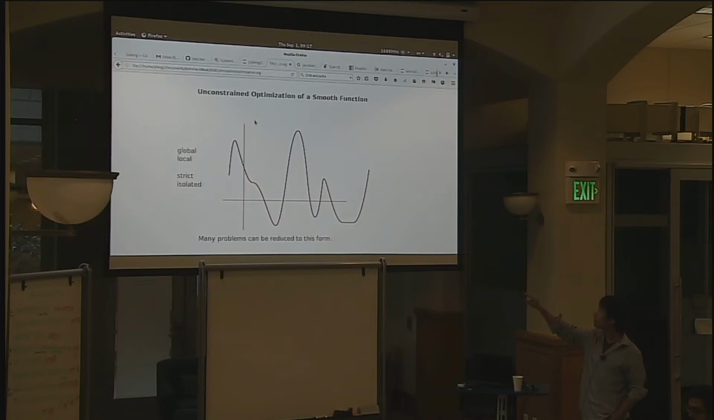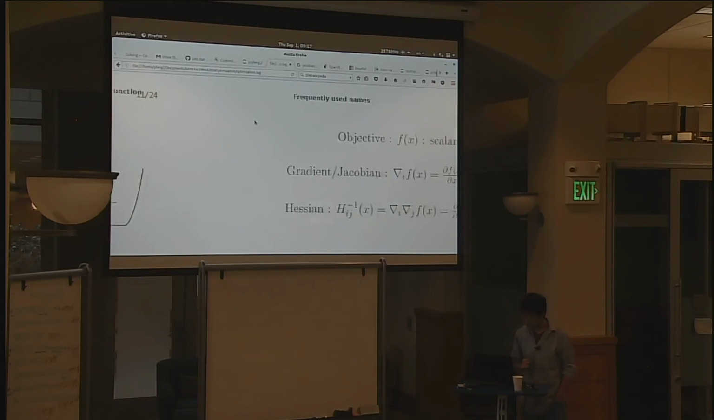There are types of minimums, and there are also types of non-minimums. There are maximums, and on the left I've also shown a stationary point, a saddle point, where the derivative is 0, but the function is neither minimized nor maximized. So these distinctions are also important.